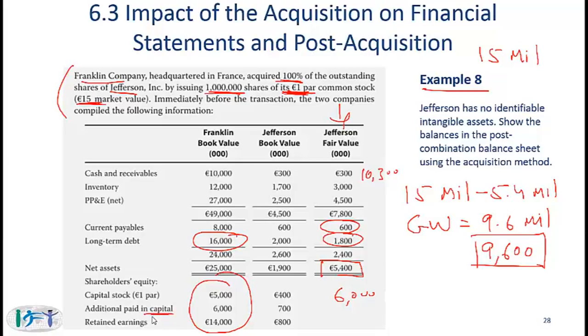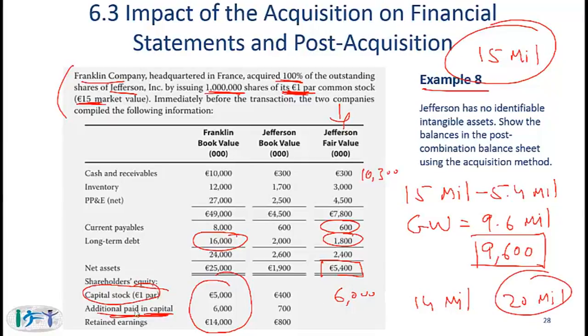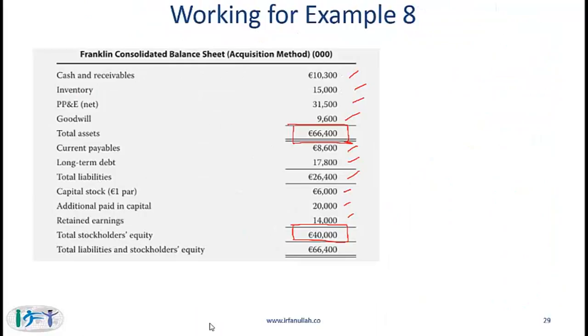Additional paid in capital is the amount that is paid above the par value, and that number is 14 million. Since 15 million is being paid, of which 1 million is going in this category, then the remaining 14 million go in the additional paid in capital category. So we do 6 million plus 14 million, that is 20 million. The retained earnings stay the same, that number is 14 million. So that is where these three numbers come from, and note that they add up to 40 million, which is what you would expect.